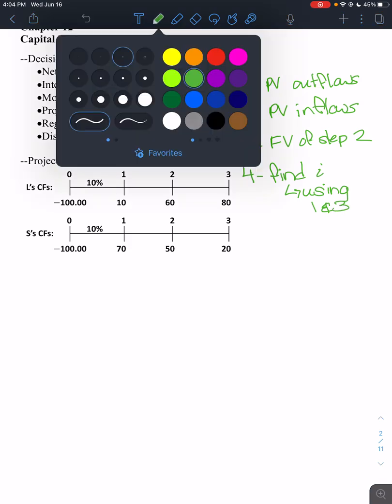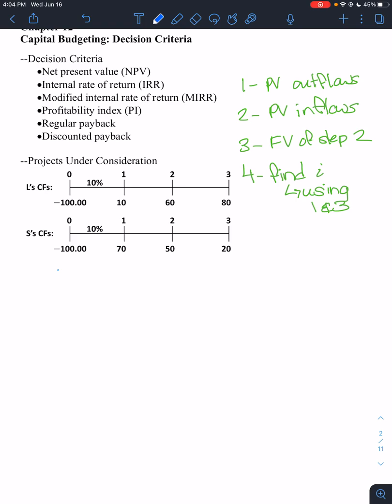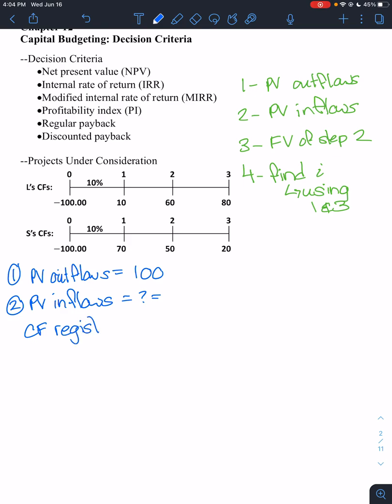All right, so for L. Present value of outflows, that's easy, right? Present value of my outflows is just 100. To do the present value of my inflows, I am going to go into my cash flow register, and I'm going to enter in the cash flows of only the inflows. I don't have that done yet, so I will put that in my cash flow register. Hopefully you're putting it into yours.